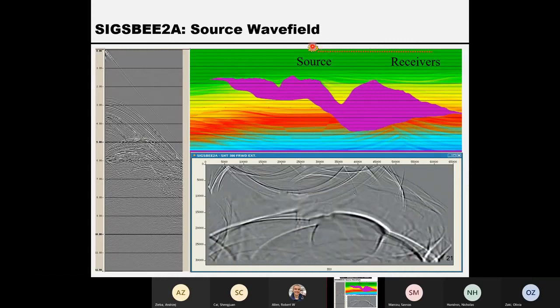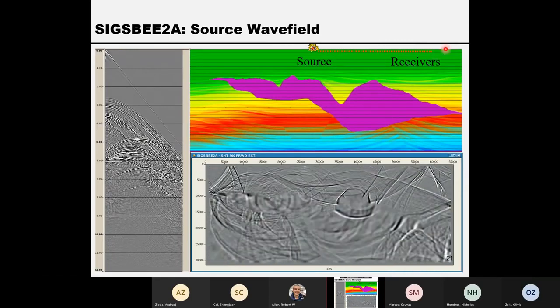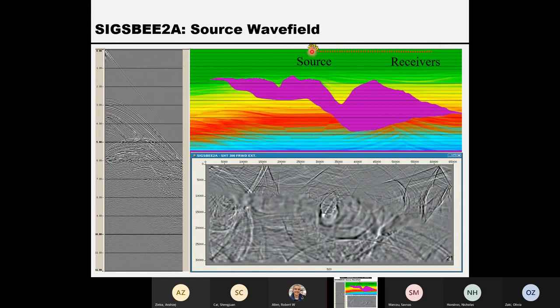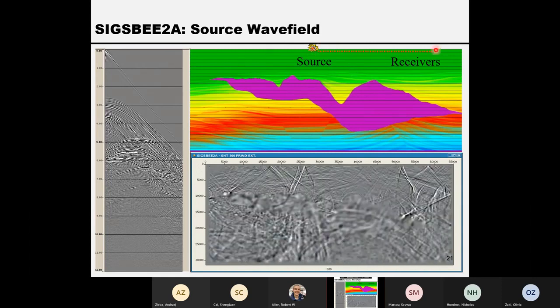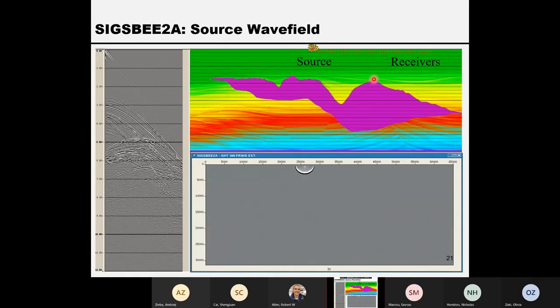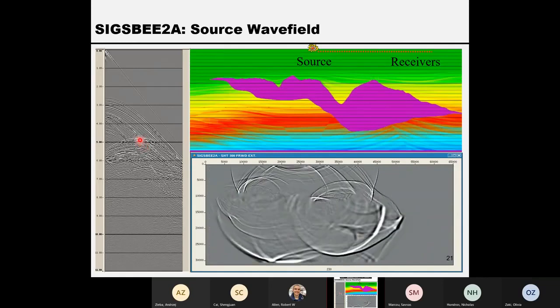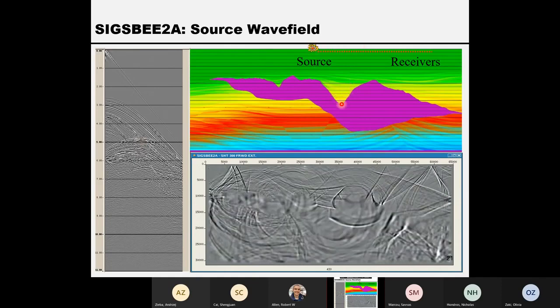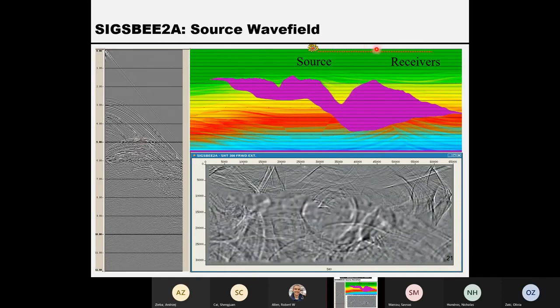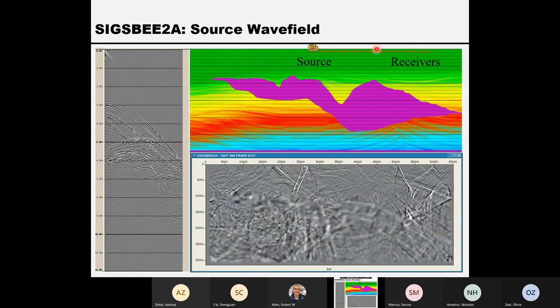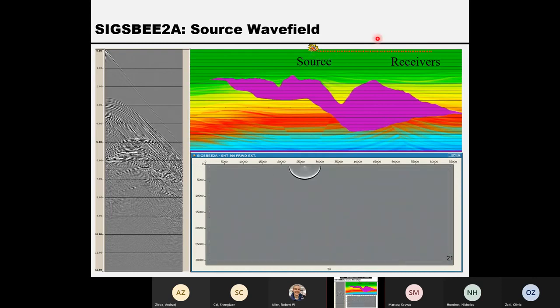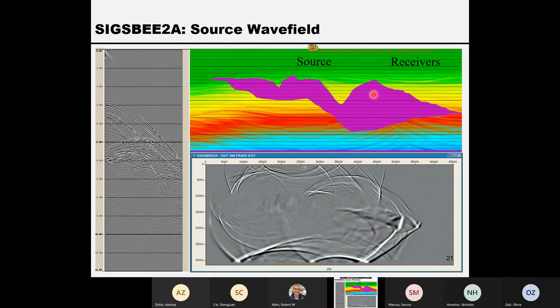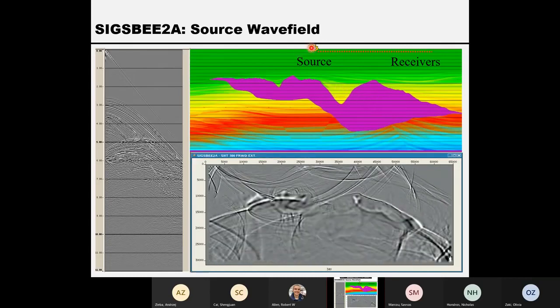So that means when the reflection point is on the top of this salt body, you have the shortest travel time, which is here, but it's slightly on the left. Although your source receiver offset is smaller, your travel time is actually longer because the velocity here is lower than inside the salt body. You see that?